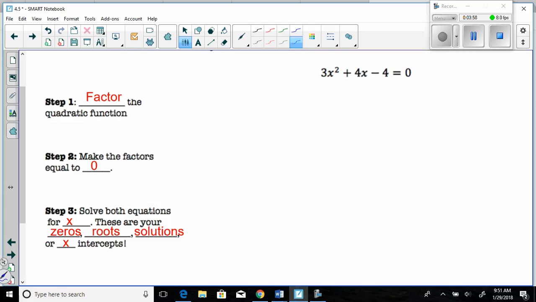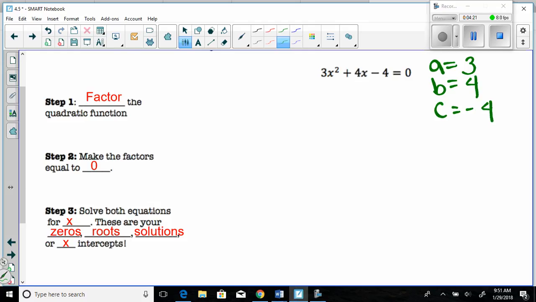All right. The first thing I'm going to do is factor, and it's the exact same thing we've been doing. First, is everything on one side of the equation? Yeah. Is there a number that can go into all 3 except 1? No. So I get started. My A here would be what? 3. My B is 4, and my C is negative 4.